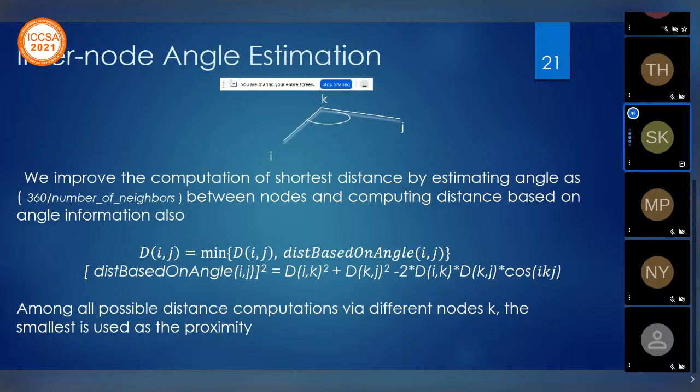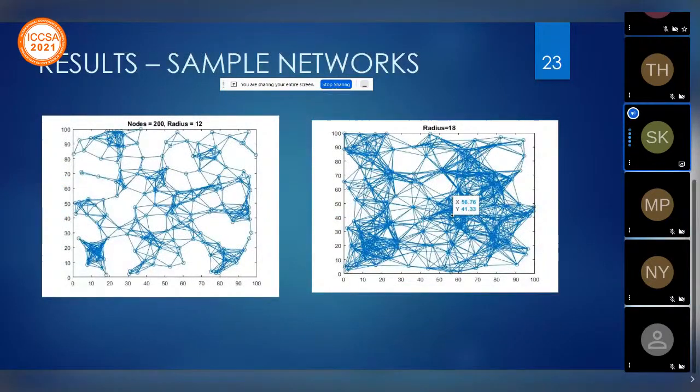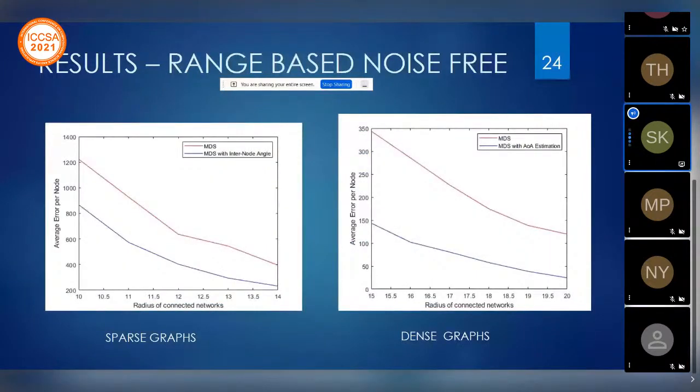So using this distance angle estimate that we have estimated depending on the number of neighbors the node has, we're able to improve the way we find the shortest distance between nodes. And using this new technique, the results were very good. Here is just a sample network graph with 200 nodes. One side is a sparse network with a radius of 12. The other one is dense, with a radius of 18, in a 100 by 100 unit square. And here are the results.